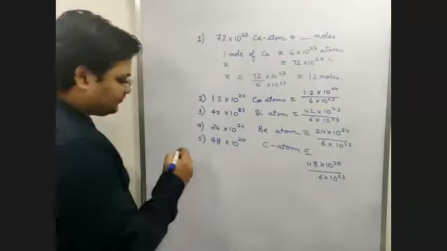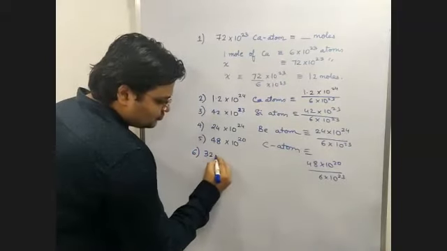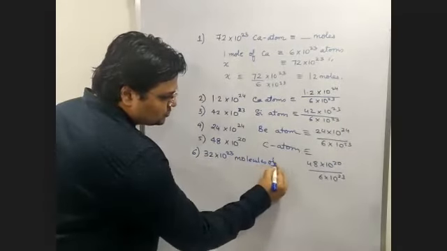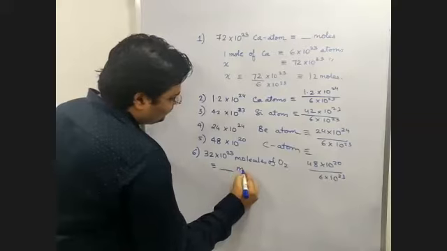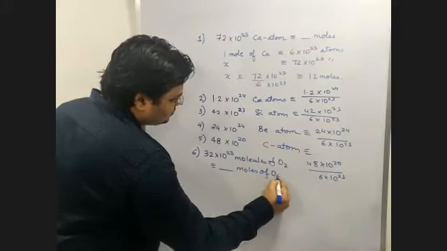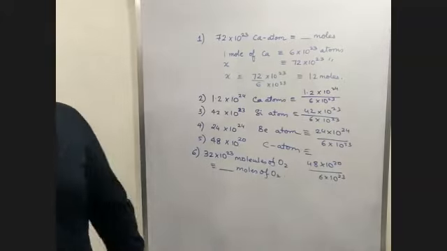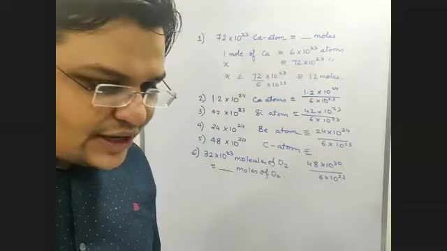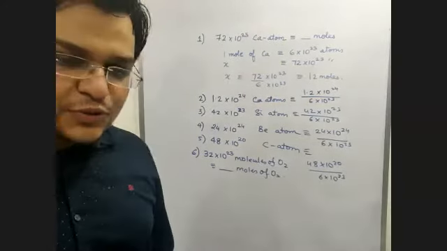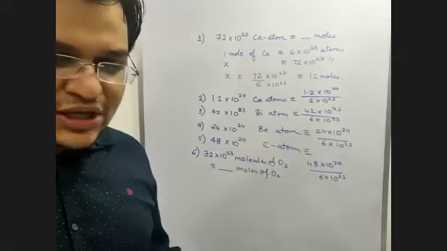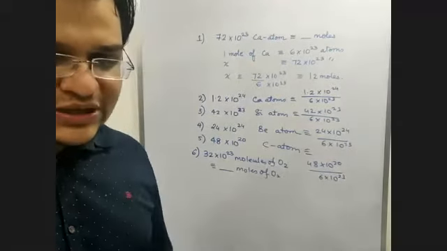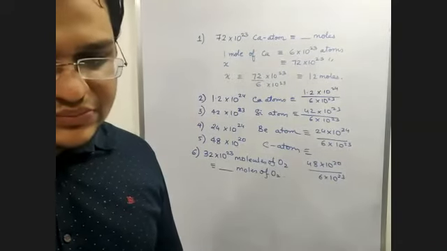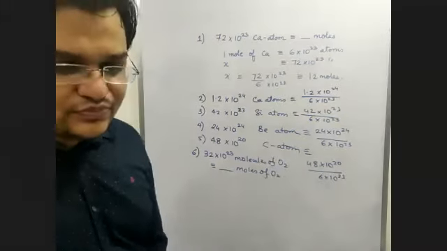Now, if I say 32 into 10 raised to 23 is dash moles of O2. I have asked moles also of O2 only, so what will the answer be? 32 into 10 raised to 23 upon 6 into 10 raised to 23. Is it clear, Shivam? Next. What will the answer be here, sir?